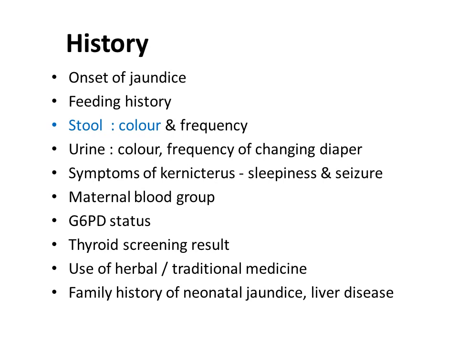Don't forget to find out the relevant factors that may increase the risk in the baby of developing jaundice. These include maternal blood group, G6PD status, thyroid screening result, and use of herbal or traditional medicine. Lastly, family history of neonatal jaundice and liver disease should be inquired.